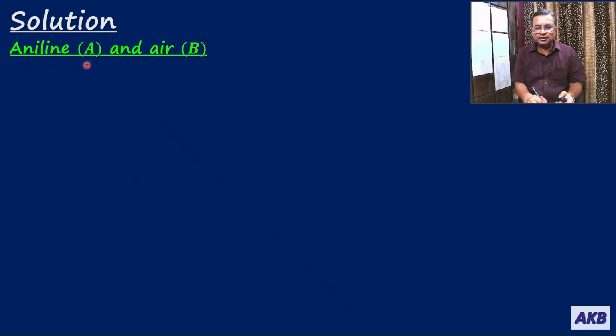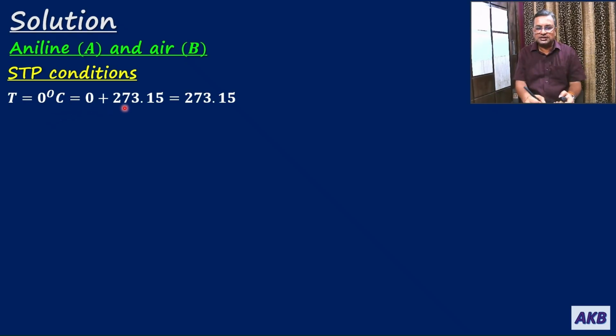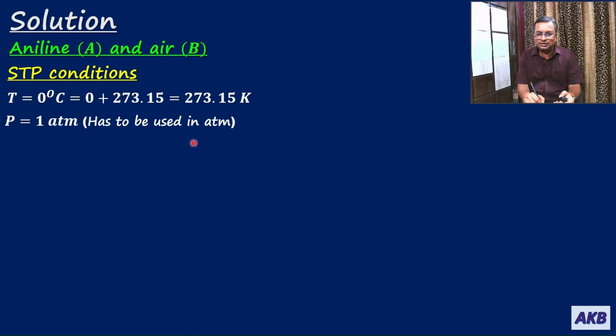Aniline will be denoted by capital E and air will be denoted by capital B. We are supposed to get the diffusion coefficient at standard temperature and pressure conditions. Temperature is 0 degrees Celsius, that is 0 plus 273.15, equal to 273.15 Kelvin. Pressure is 1 atmosphere, we have to use it in atmosphere. Molecular weights of E and B.